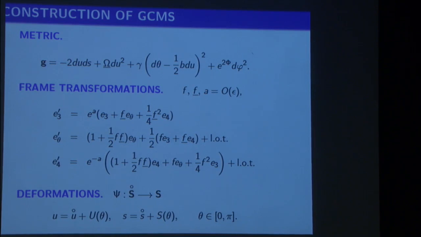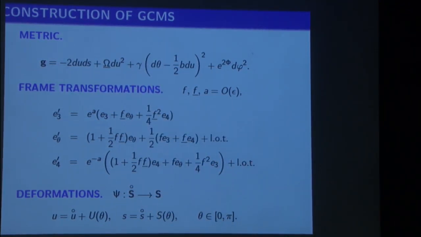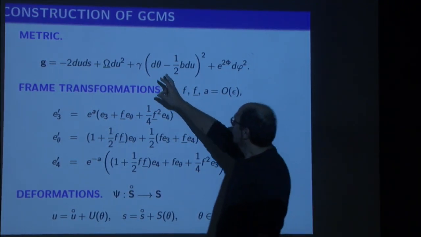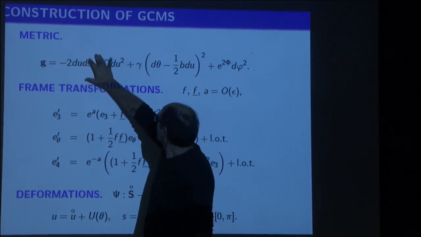So I have to finish with the construction of GCMS, which I think is the most interesting. All the rest, in a sense, is difficult and requires a lot of estimates and a lot of miracles that occur here and there, but this is maybe the most important thing. So how do you construct the GCMS? First of all, you write down a metric, right? So this is related to Dimitrios's question. You write down coordinates, theta, u, phi, and r. And you write down the metric in this form, right?